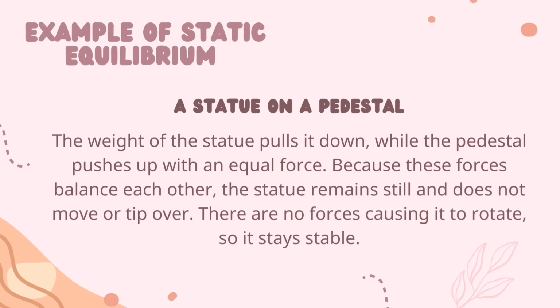Example of a static equilibrium. The weight of the statue pulls it down, while the pedestal pushes up with an equal force. Because these forces balance each other, the statue remains still and does not move or tip over. There are no forces causing it to rotate, so it stays stable.